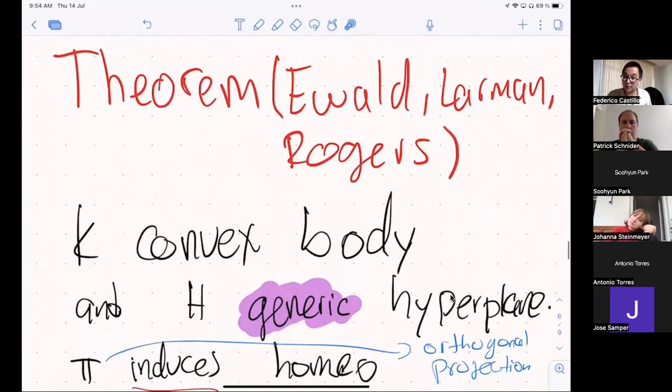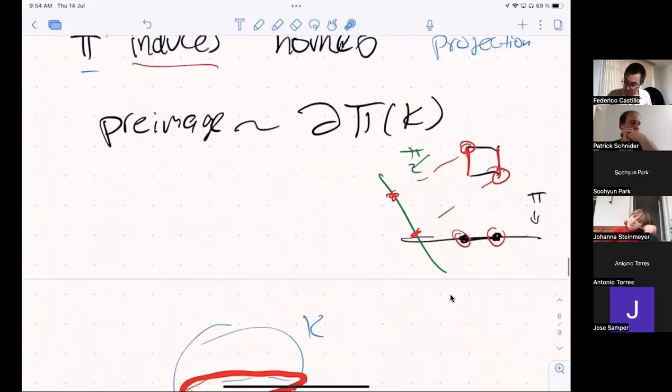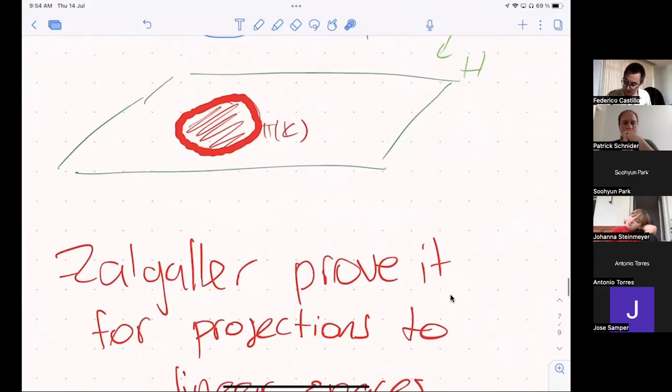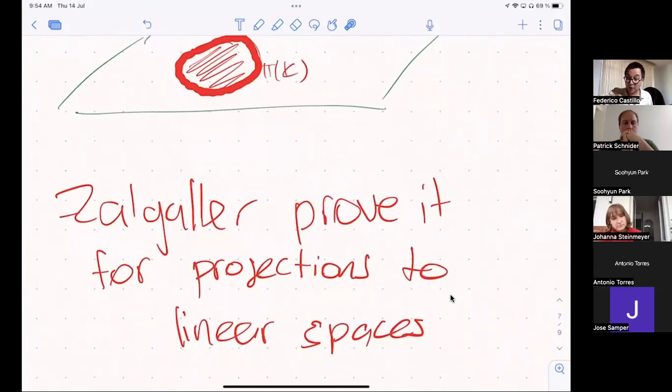So this theorem is doing a lot. And how to prove this thing? There is a generalization by Salgaler. There is nothing special about projecting to a hyperplane.